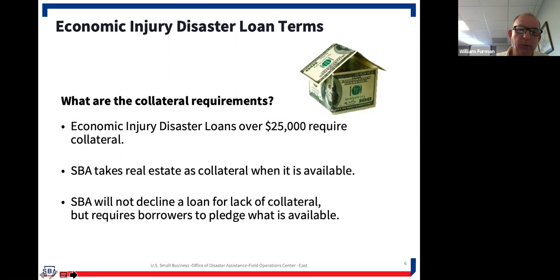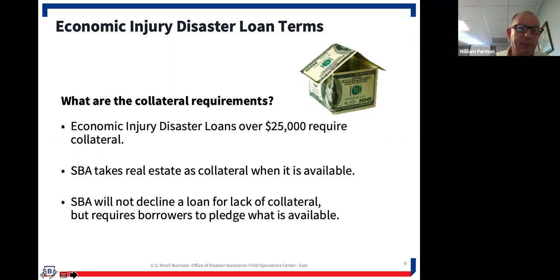But SBA does take real estate as collateral, and it's available. If you have a collateral shortfall and you aren't able to adequately secure the loan with collateral, that's not a problem, because SBA is a cash flow lender, and we will not decline a loan for the lack of collateral. That's another one that, again, things change every day here at the SBA.